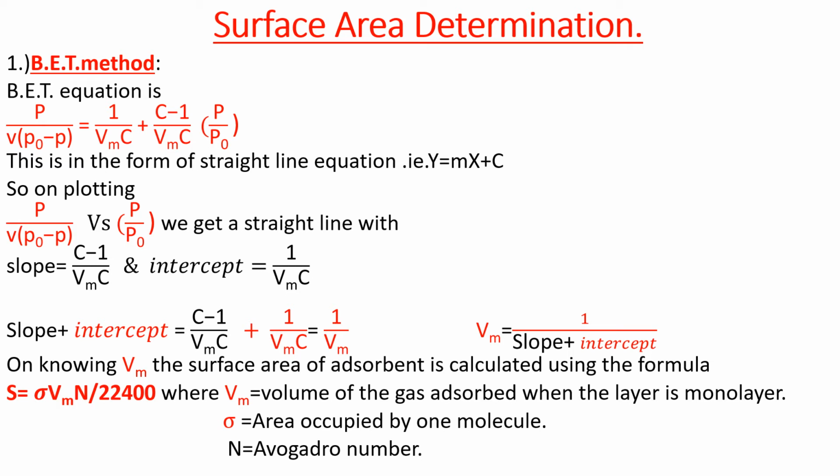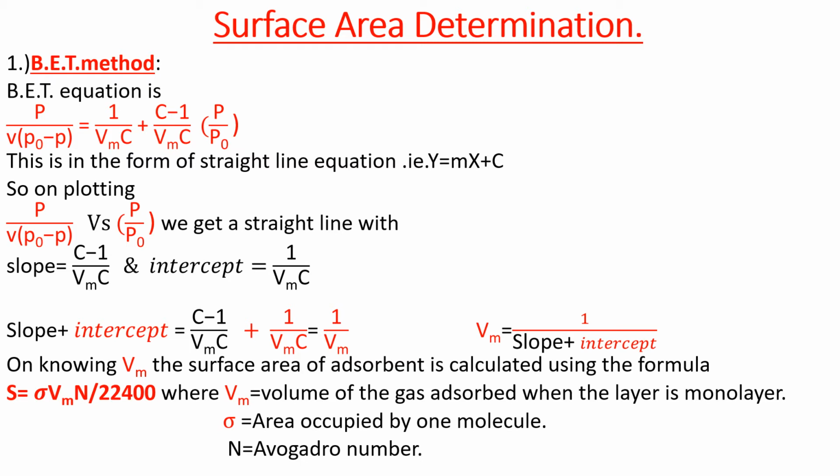Our next topic is surface area determination. There are a number of methods to determine the surface area of an adsorbent. One method is called the BET method. We have already discussed the BET equation and its derivation. Now what is the BET equation? The BET equation is P by V(P0 minus P) equal to 1 by VmC plus (C minus 1) divided by VmC times P by P0.